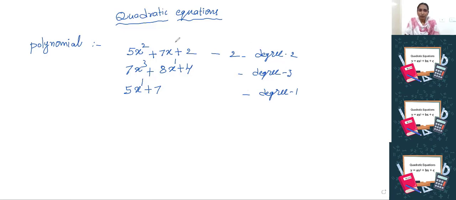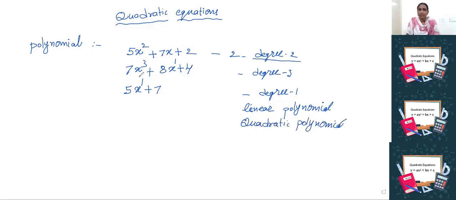According to the degree of the polynomial, we can categorize the polynomials. If the degree of the polynomial is 1, that is called linear polynomial. If the degree of polynomial is 2, that polynomial is called quadratic polynomial. If its degree is 3, that is called cubic polynomial. If we take nth power, then we can say nth degree polynomial.